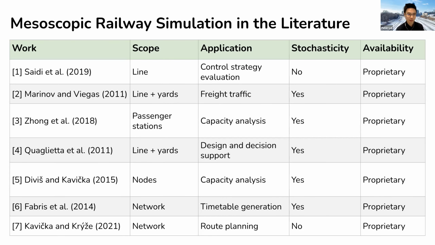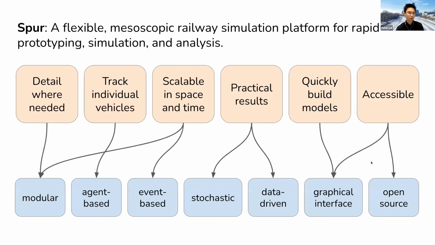So that is where Spur comes in. Spur is a flexible mesoscopic railway simulation platform for rapid prototyping, simulation, and analysis. It has all the key attributes of mesoscopic simulations we've talked about just now, and fills the gap in the literature in this area. Specifically, Spur is modular, which means the various components can be quickly switched in and out. And I guess the picture of that will become clearer when we get to the architecture later on.